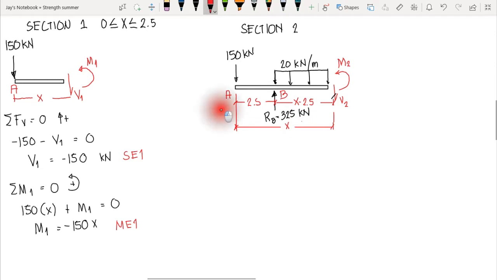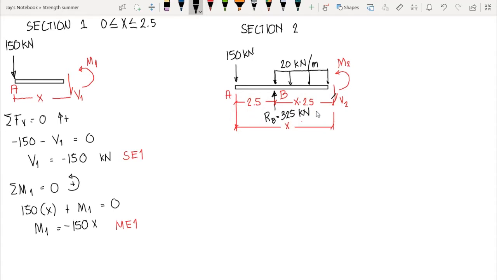Now since our A to B here has a distance of x, and we know that A to B is 2.5 meters apart, therefore our length of action of the uniform load is x minus 2.5. So we have x minus this length here, so the remaining would be x minus 2.5. So we can now compute the shear and moment equation.